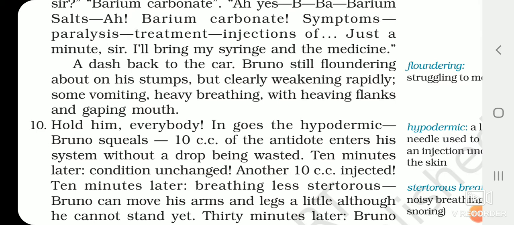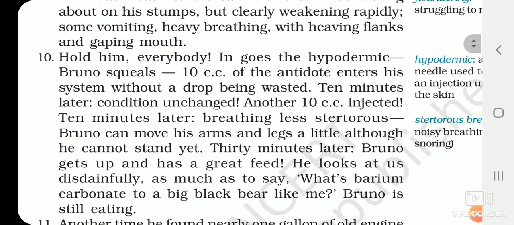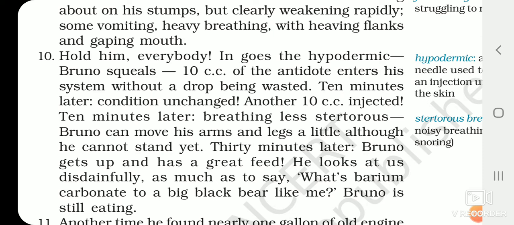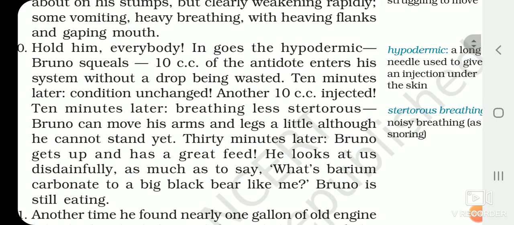About on its stumps, but clearly weakening rapidly. Some vomiting, heavy breathing, heavy flanks and gaping mouth. Heavy flanks means heavy breathing here. Trying to breathe very hard. Gaping mouth here means again with open mouth. Hold him, everybody. In goes the hypodermic. Bruno squeals. 10 cc of the antidote enters his system without a drop being wasted. Hypodermic here means, students, a long needle used to give an injection under the skin.